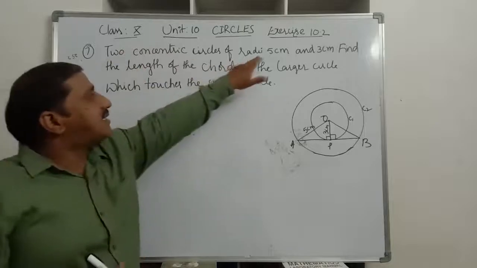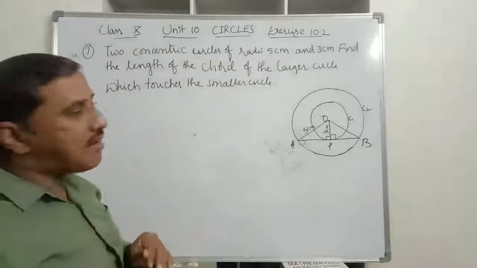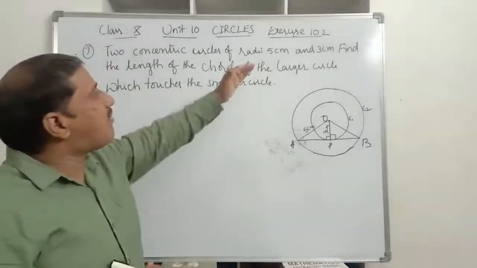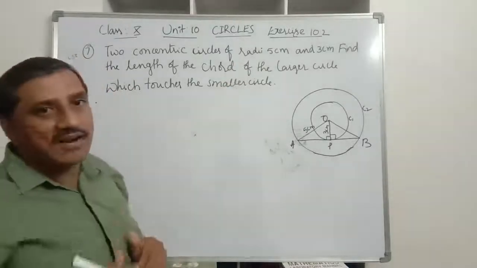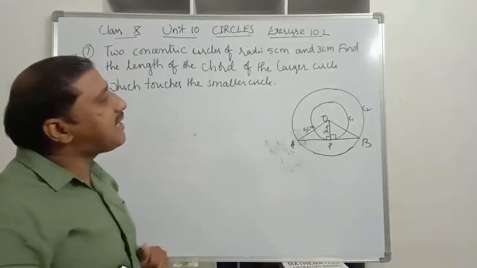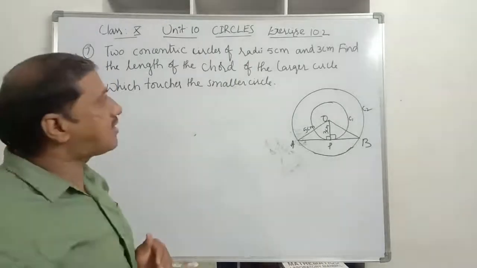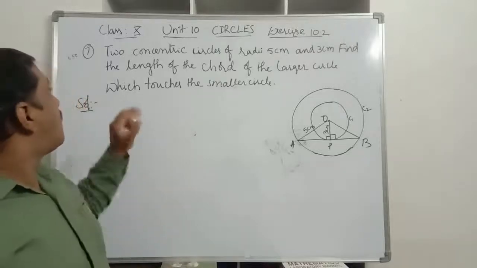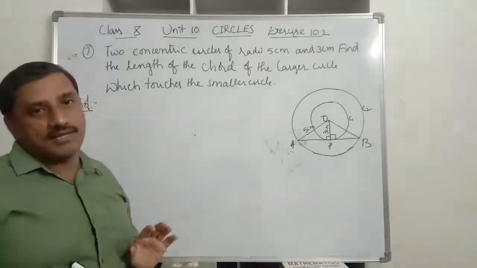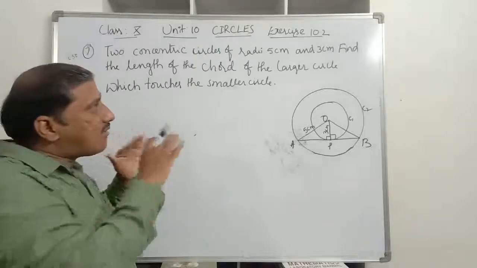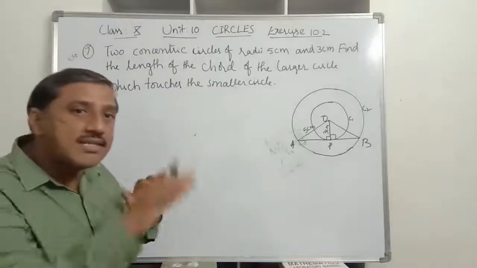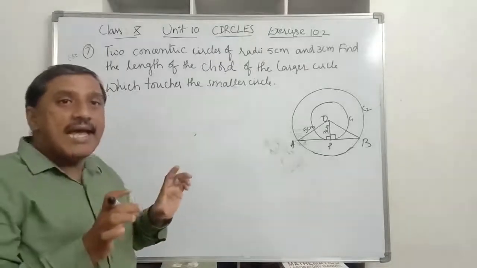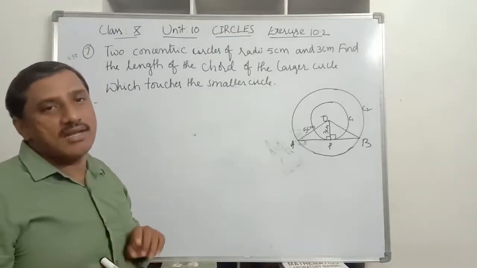Of radii, which is the plural form of radius, 5 centimeters and 3 centimeters. That is, 5 centimeters is the radius of the larger circle and 3 centimeters is the radius of the smaller circle. Find the length of the chord of the larger circle which touches the smaller circle. The chord of the larger circle is touching the smaller circle at a point. Therefore, that chord is a tangent to the smaller circle.